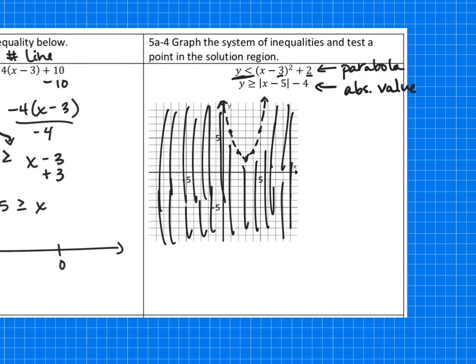I use a different color for my absolute value. That absolute value has a vertex of 5, negative 4.